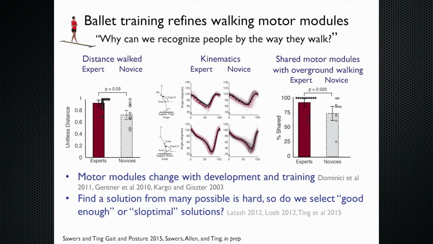So we wanted to know, how does ballet training refine motor modules for walking? And why is it that we can tell a ballet dancer when they're walking, even when they're not dancing? This is just to show you that when they walk across the beam, they're better at it, and their kinematics between the experts and novices are fairly similar. But the long-term training from the ballet dancers increased how consistently the muscle coordination was activated.